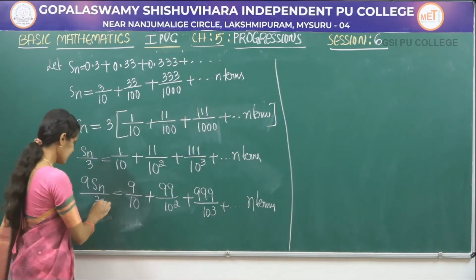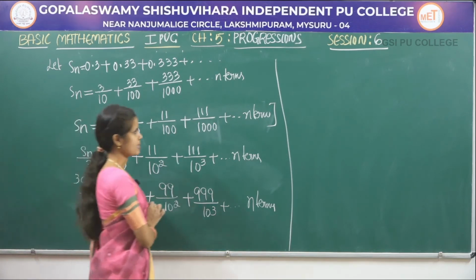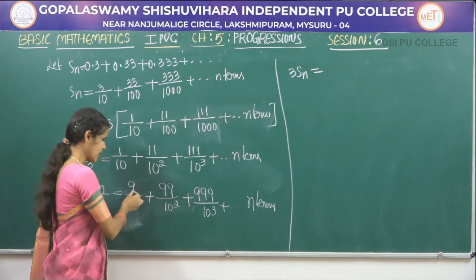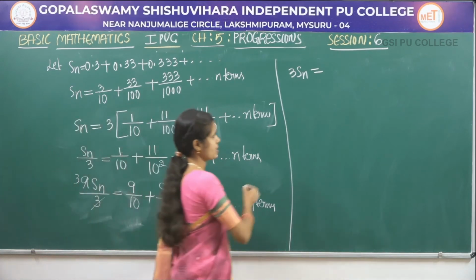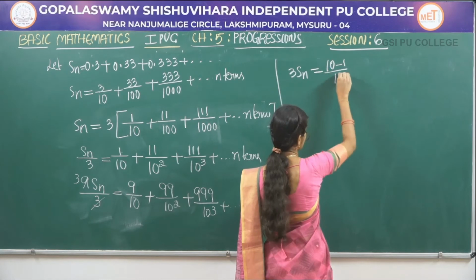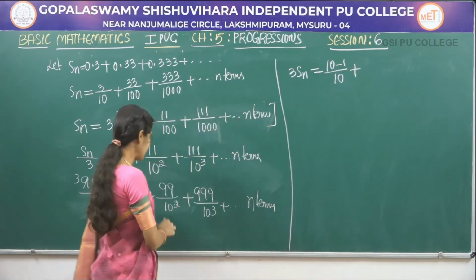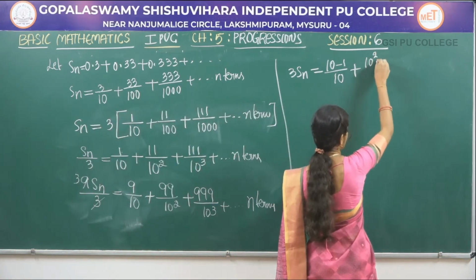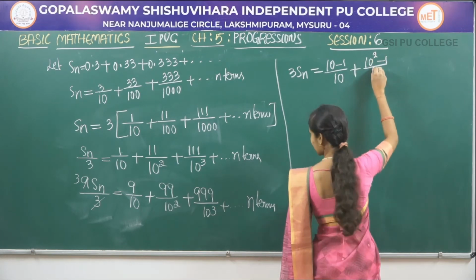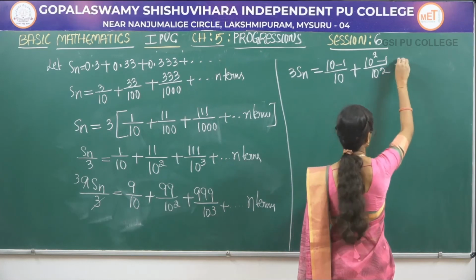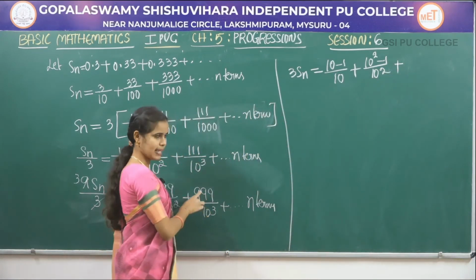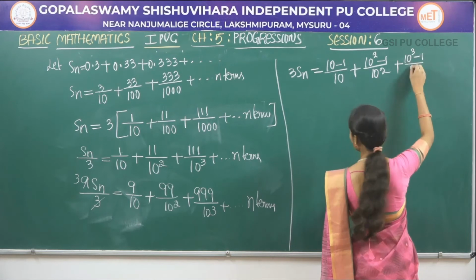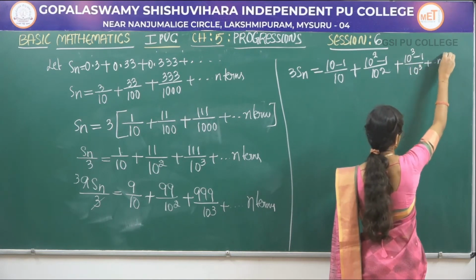Okay, next, here 3Sn is equal to, so 9 can be written as 10 minus 1, so (10 minus 1) divided by 10, plus 99 can be written as 100 minus 1, and 100 can be written as 10 square, so (10 square minus 1) divided by 10 square, plus 999 can be written as 1000 minus 1, and 1000 can be written as 10 cube, so (10 cube minus 1) divided by 10 cube, up to n terms.